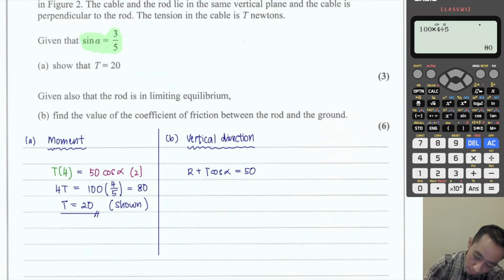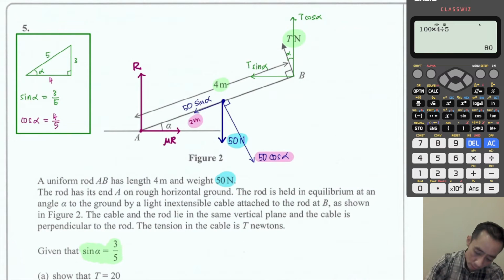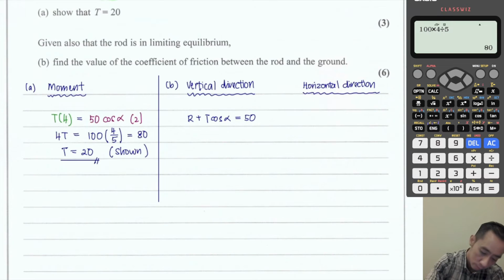Now how about the horizontal direction? For the horizontal direction, you look at the diagram here. Here we have the resistance mu R, and here we have T sine alpha. So these are the horizontal forces that we have, which means mu R is equal to T sine alpha.